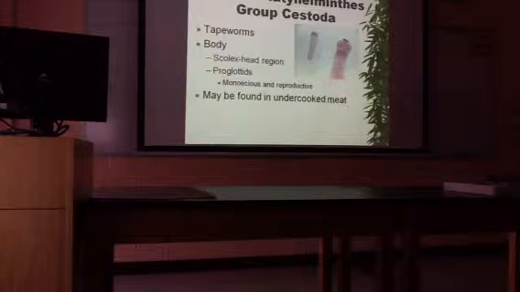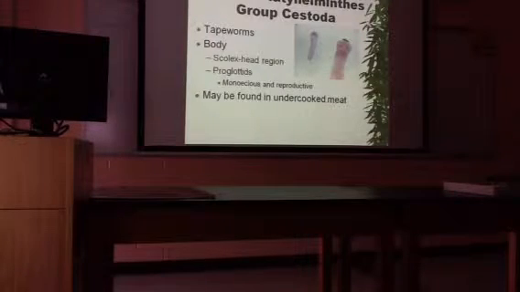Each one of those proglottids, each one of those boxes, is monoecious. So each box has both male and female reproductive parts in it, each segment does. And they're intended to break off from this tapeworm. Tapeworm primarily lives in the intestines of the infected organism. The scolex attaches to the lining of the intestines, and these proglottids are supposed to break off and leave with the feces.